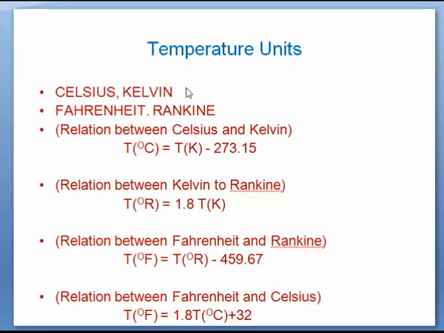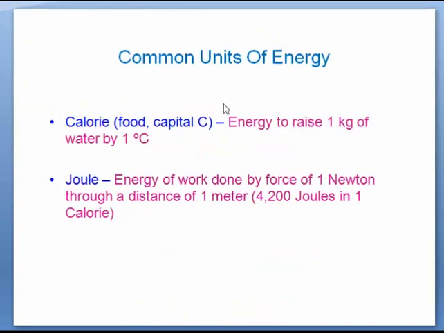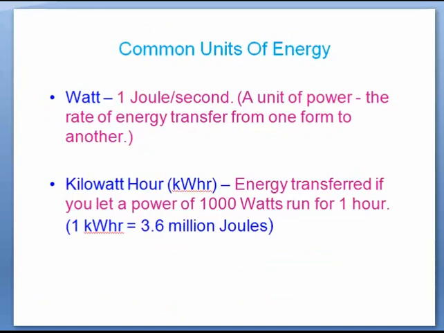The units of temperature are degree Celsius, Kelvin, Fahrenheit, and Rankine. Mostly in power plants, generally the temperature units we see are degree Celsius or Kelvin, and their conversion is given by these relations. Then the common units of energy are calorie and joules. Watt is the unit of power, and its unit is joules per second.